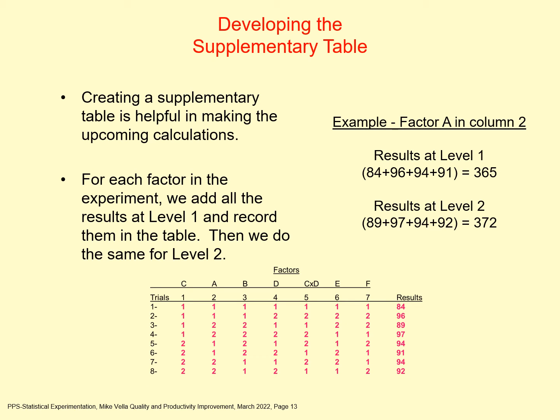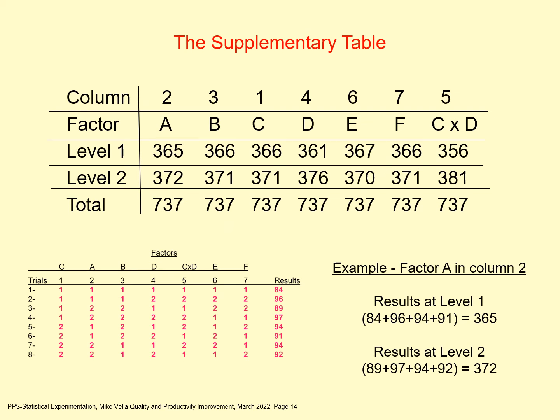We run the experiment, and then we're going to create a supplementary table because that's going to be useful for making calculations. For each factor in the experiment, we'll add all the results at level 1 and then record them in the table. We'll do the same for level 2. It is very useful to build a supplementary table. First off, it's a way for the team to look at each of the factors and consider the contrasts, the numerical difference between level 1 and level 2.